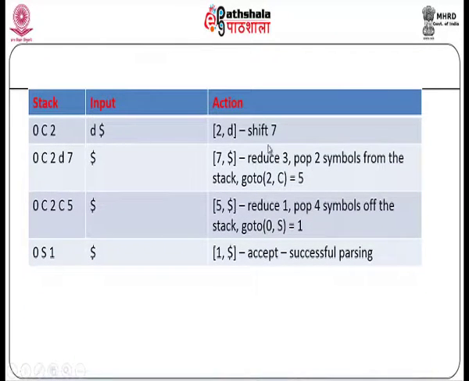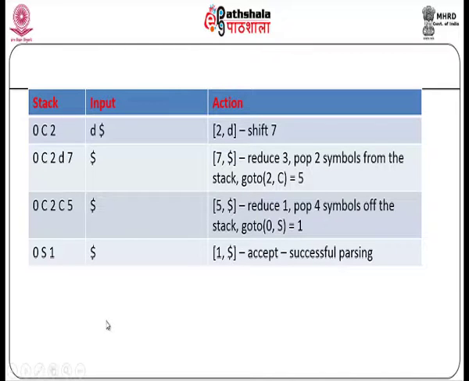So 2 comma D is shift by 7. So you shifted D and 7 onto the stack. There is a dollar available here. 7 comma dollar, reduce by the third production, which means popping 2 symbols off the stack and computing goto of 2 comma C, which is nothing but 5. So C5 is pushed on the stack. Exactly the same logic as your SLR parser. The only thing is you will have to refer to a different parsing table. So 5 comma dollar will be reduced by 1 and pop 4 symbols off the stack. So goto of 0 comma S is equal to 1, and finally 0 S 1 is there, 1 and dollar accept, therefore successful parsing.